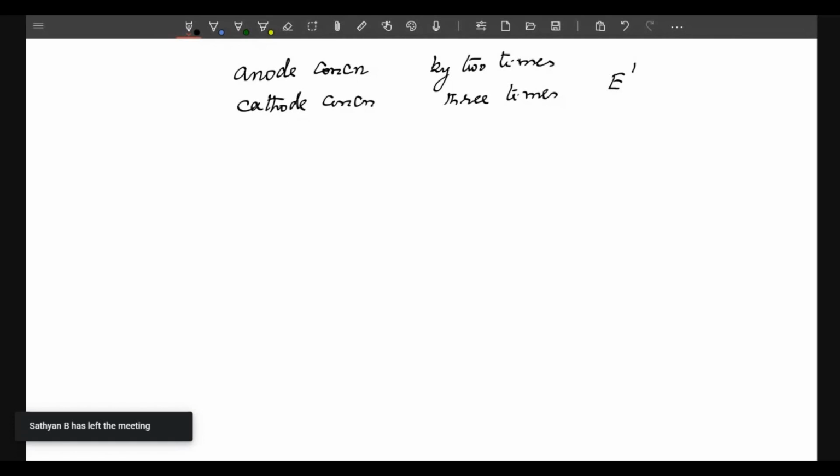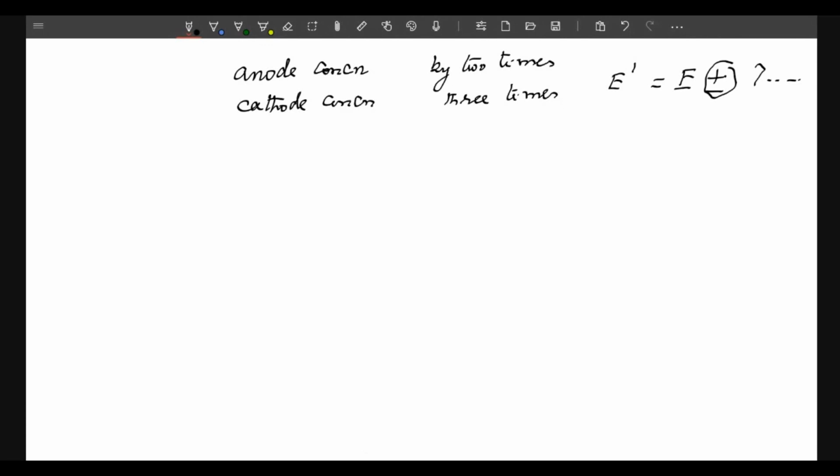You should give the E prime in terms of E plus or minus some value. What is the value you are going to change, and what is the value? The option will be given as E plus or E minus some value. First, write down the before the concentration change, let it be E, and the standard cell EMF is E naught minus 0.06, for the same zinc we are going to take.